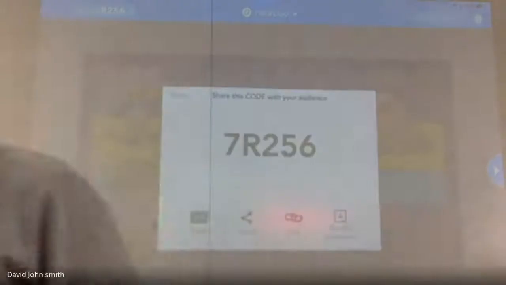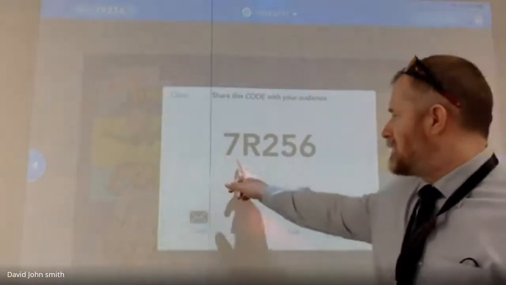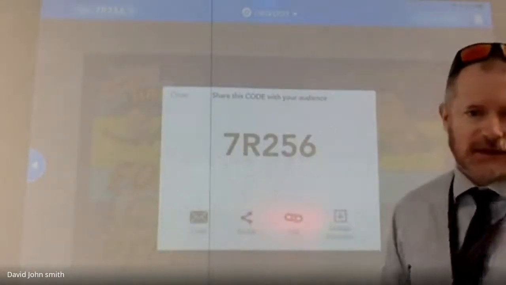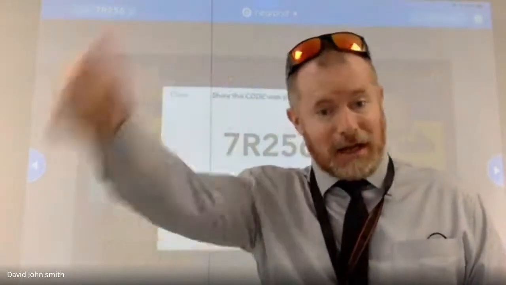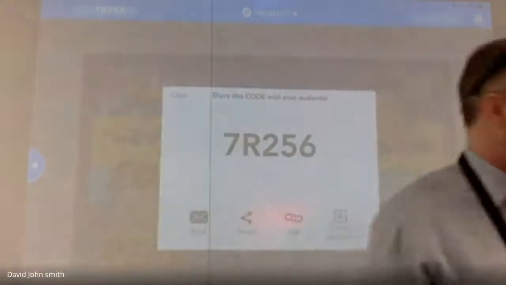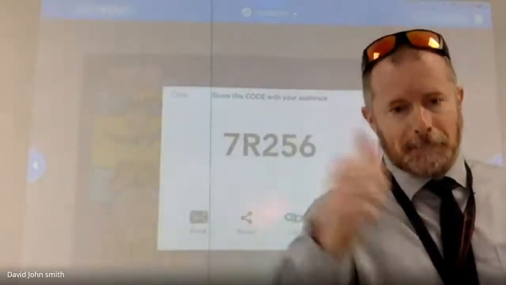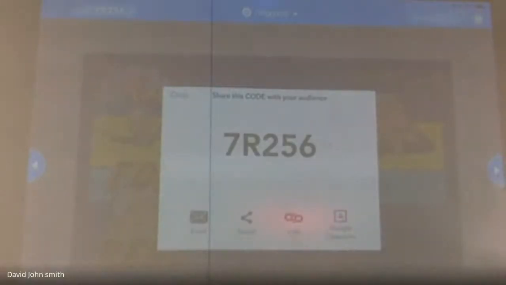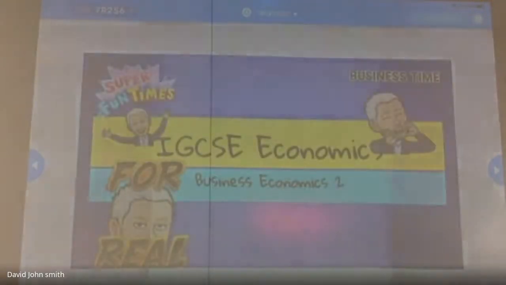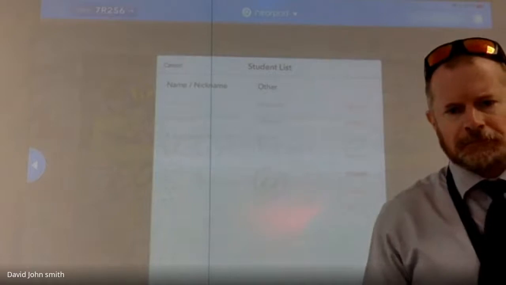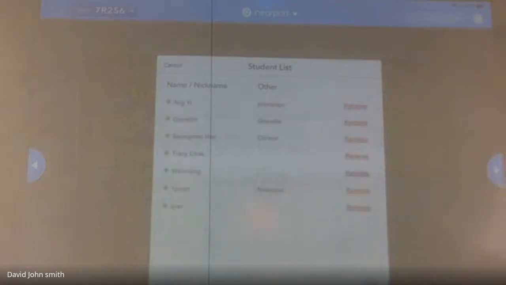Right, now the code for the Nearpod for today, 7R256, 7R256. Hopefully that's the same code that ended up in the classroom. So if you can jump in there, that would be brilliant. All right, I see you're getting in there now, which is good. Let's see who we have. All right. Oh, good. Getting in there.